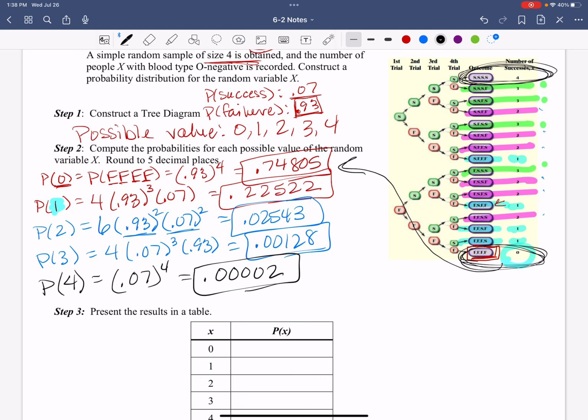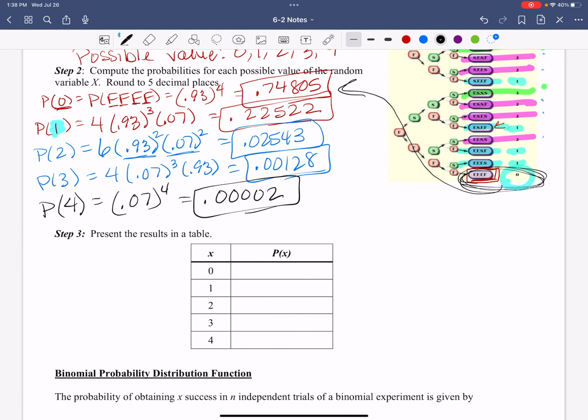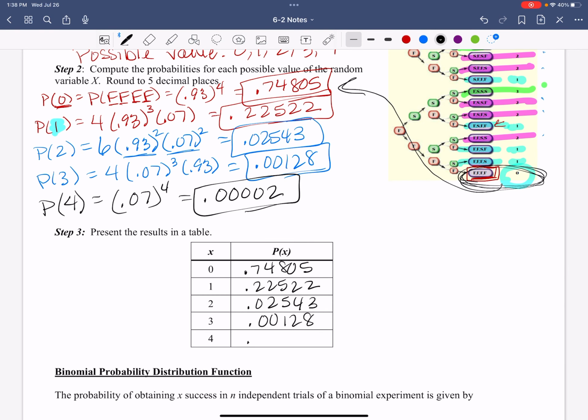Okay. Now we're going to present these values in a table. So 0 would be 0.74805. 1 would be 0.22522. 2 successes, meaning 2 of my 4 people are going to have O negative. 3 of my 4 people will have O negative. And all 4 of my people will have that O negative, right? That's what we're saying here.